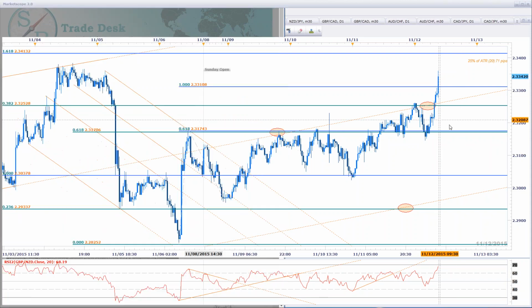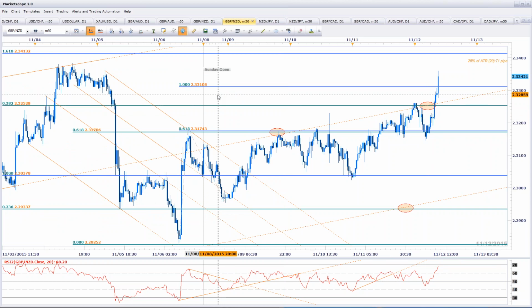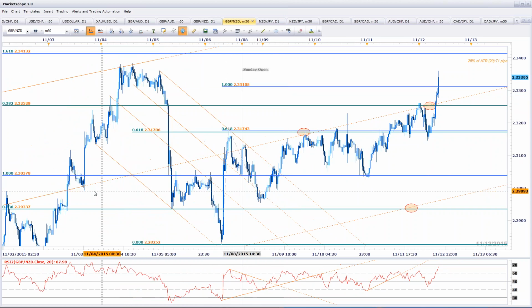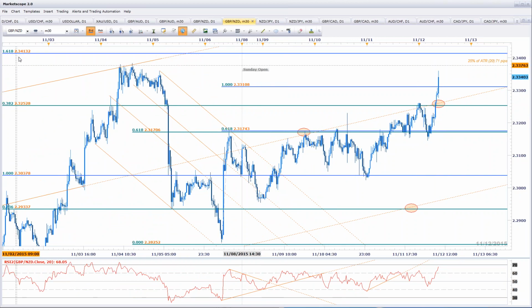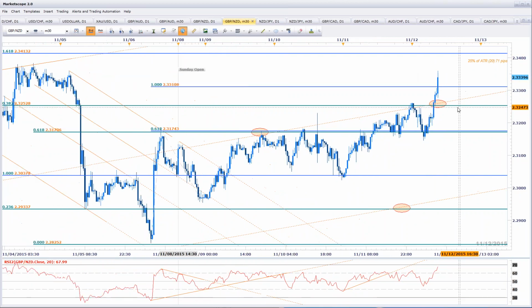Still want to stay constructive at this point while above 232.50, which is that median line, which also coincides with that 38.2 at this point. So still want to stay constructive above this region. I'm looking for a stretch to 234.13 to take the rest off.